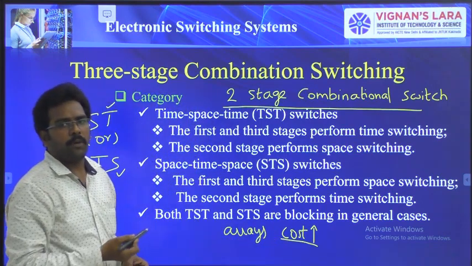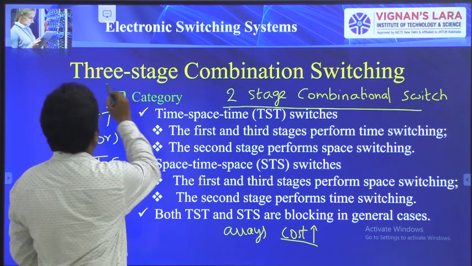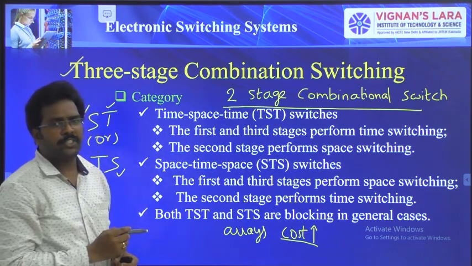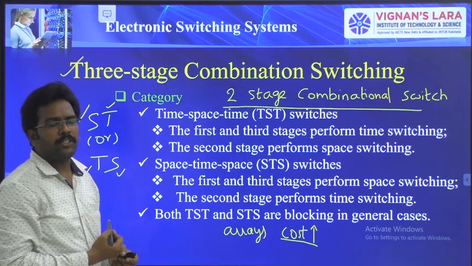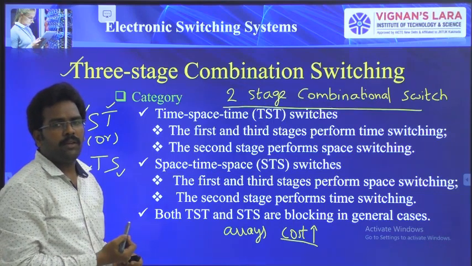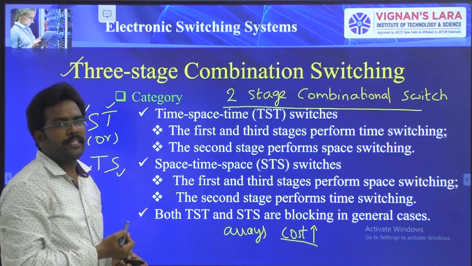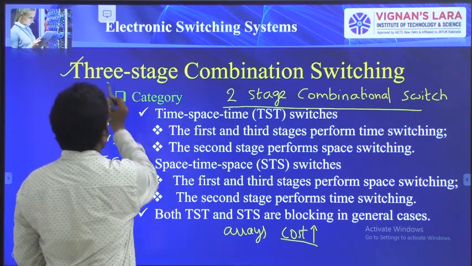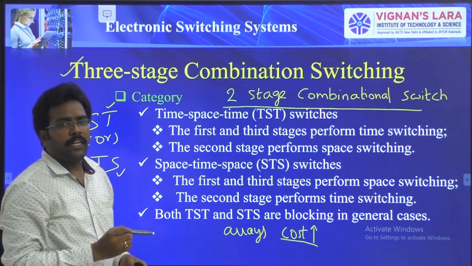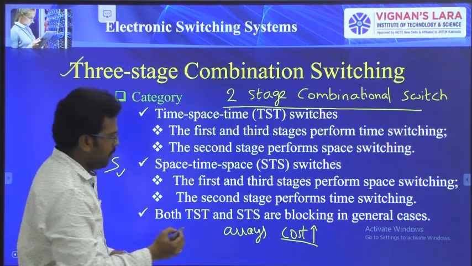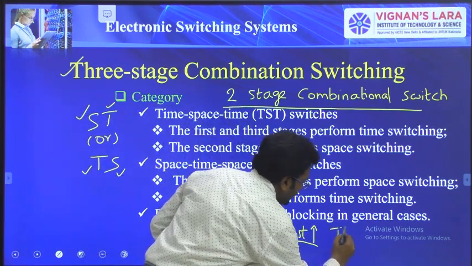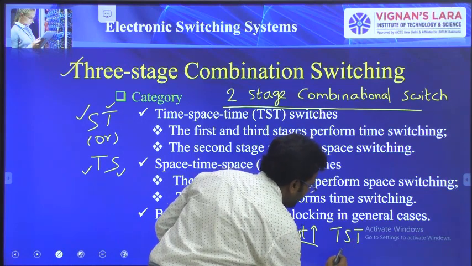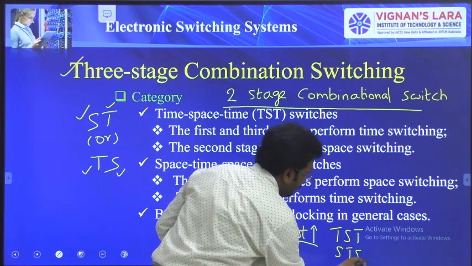To overcome this problem, we go for a three-stage combinational switch to reduce the cost of the system for the same or better blocking probability. Now in this three-stage switch, there are mainly two configurations. One is called TST and another one is STS.